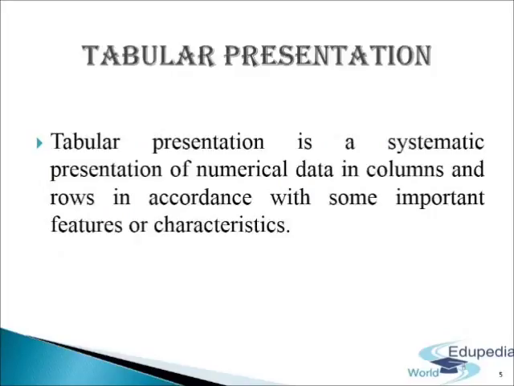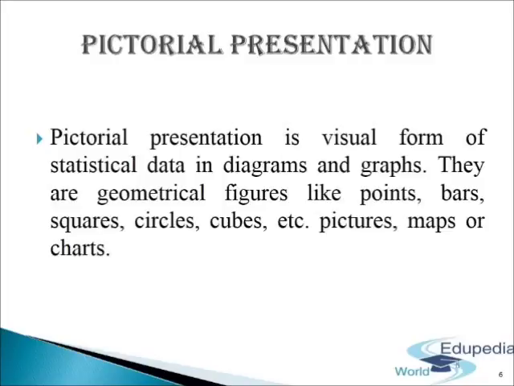The next way of presentation is tabular presentation. Tabular presentation is a systematic presentation of numerical data in columns and rows in accordance with some important features or characteristics, which we will go into in detail in this chapter afterwards. And the fourth method of presentation is pictorial presentation. Pictorial presentation is a visual form of statistical data in diagrams and graphs. They are geometric figures like points, bars, squares, circles, cubes, etc., pictures, maps, or charts.